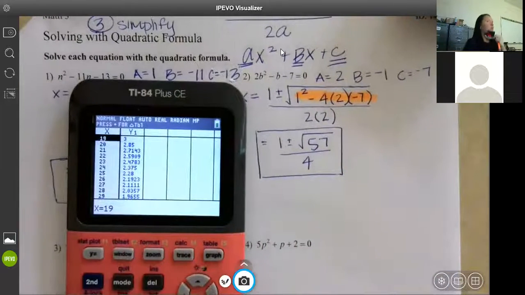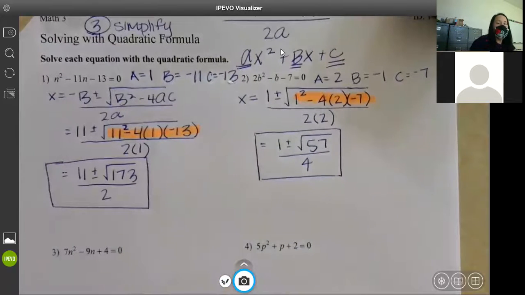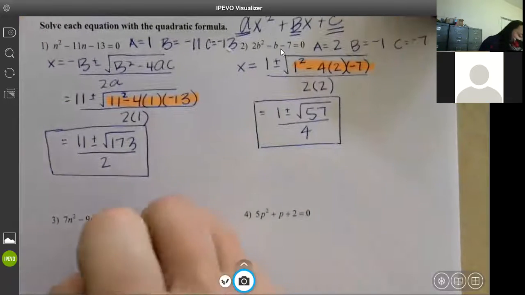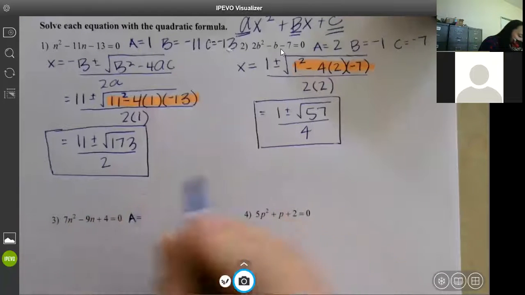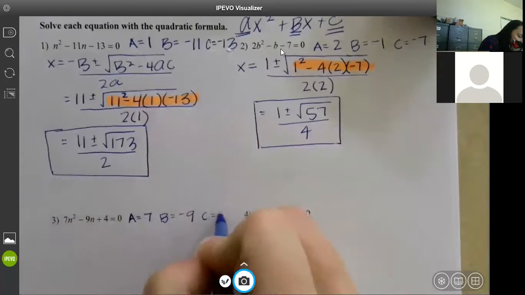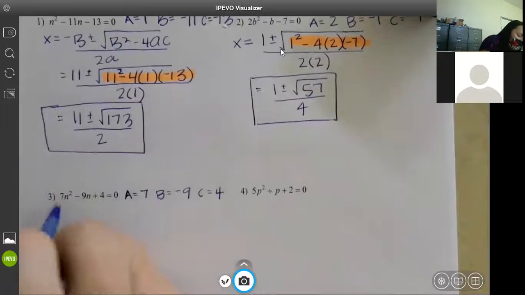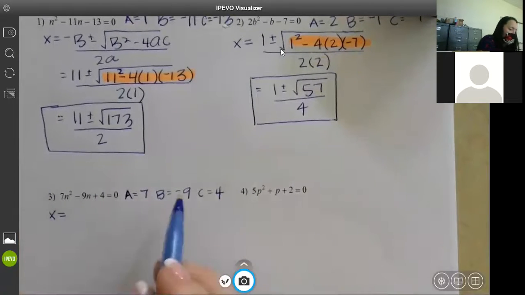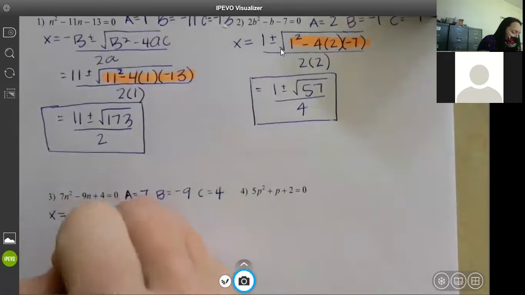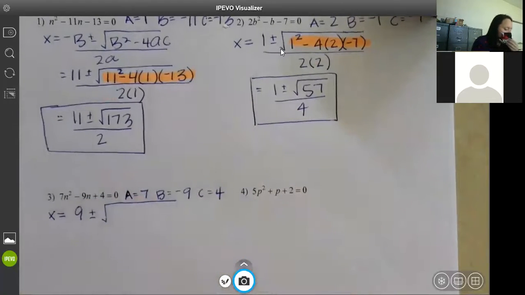So the only way you can do anything more to this problem is if that number under the radical breaks down. Okay. Look at your next one. What's your A? Your B? And your C. Okay. I'm going to keep that formula up right there. X equals, change the sign of B. So instead of negative 9, it's going to be positive 9, plus or minus big fat square root.